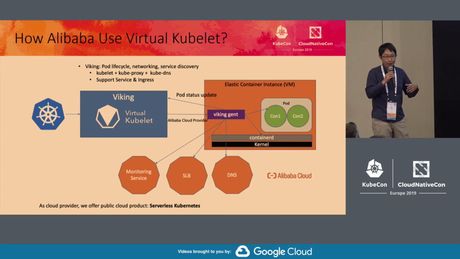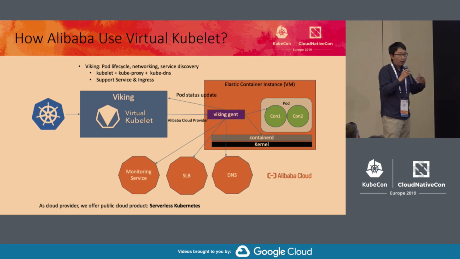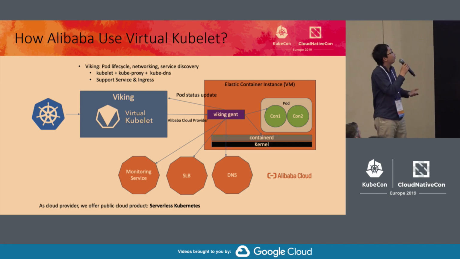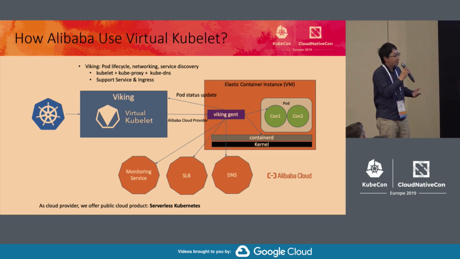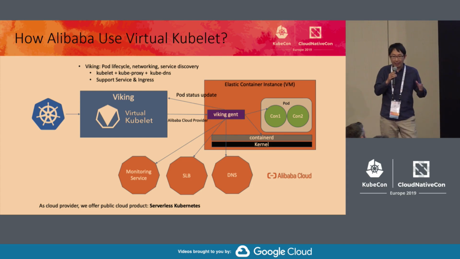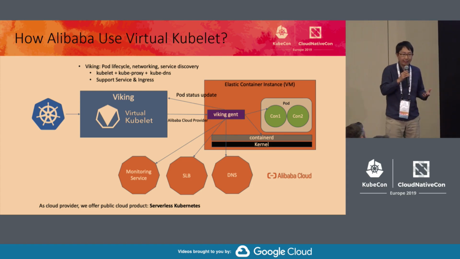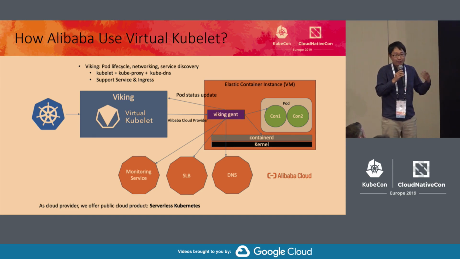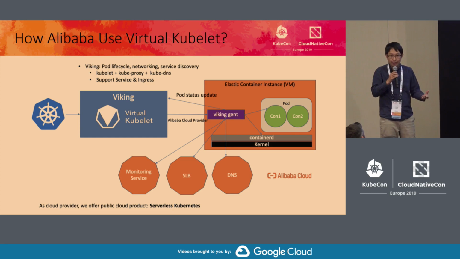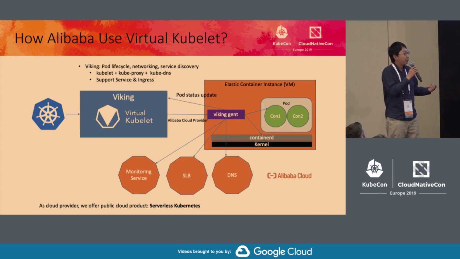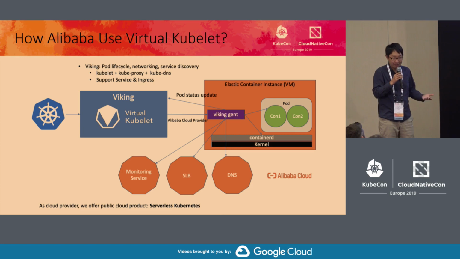That virtual node is actually provided by a project which is named Viking. A Viking project is actually a wrapper of Virtual Kubelet. But in order to handle more complicated use cases, for example, the kubeproxy, kubedns, and to support the ingress, we use Viking to handle the rest of the things besides what Virtual Kubelet is doing today. So the serverless Kubernetes basically will give you the infinite resource pool. And this resource pool is actually provided by the Elastic Container Instance service in Alibaba Cloud, which is basically like Fargate or ACI from Microsoft.